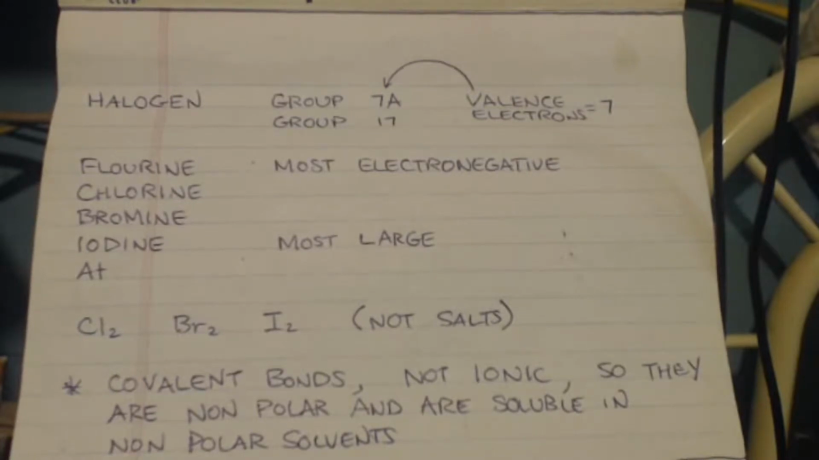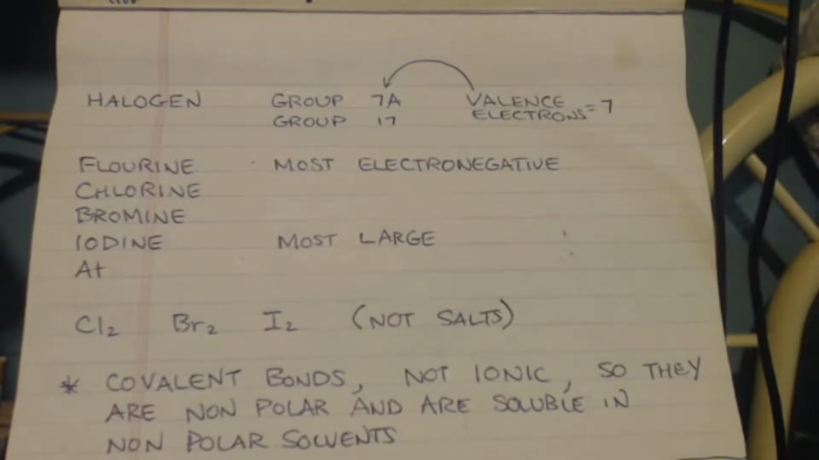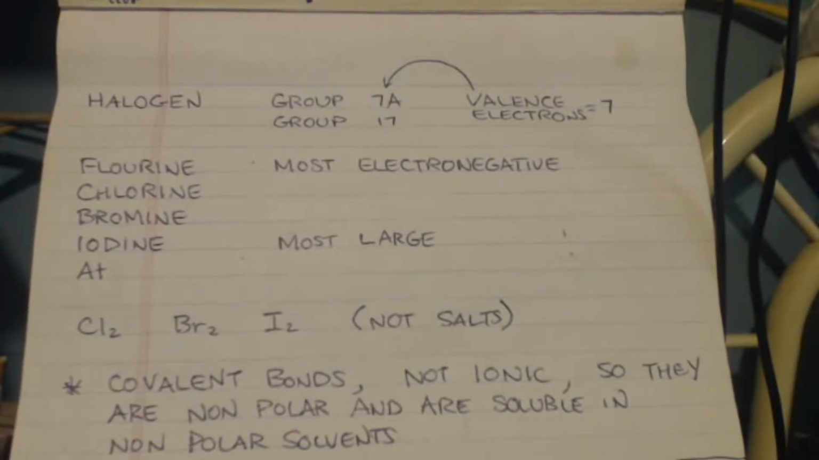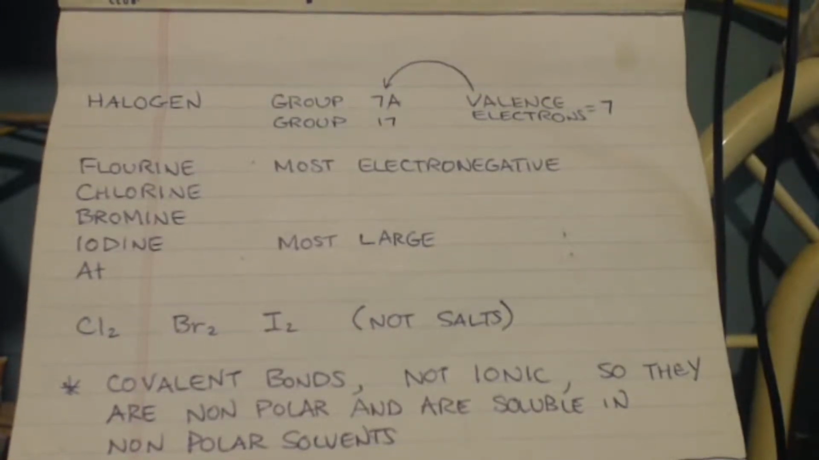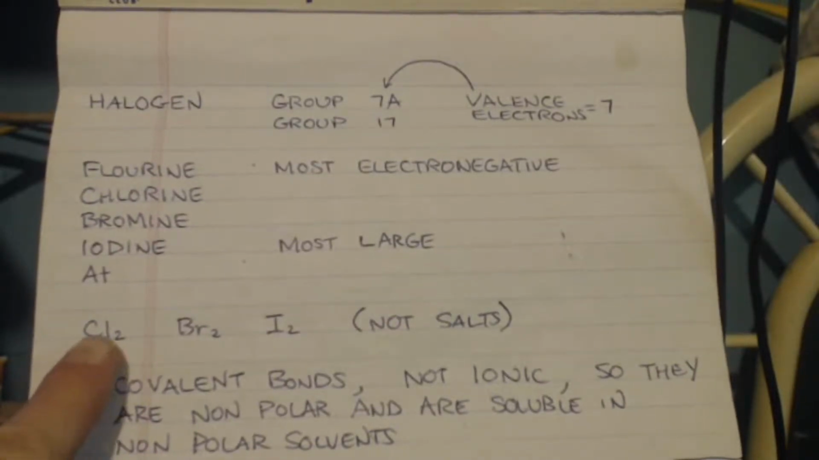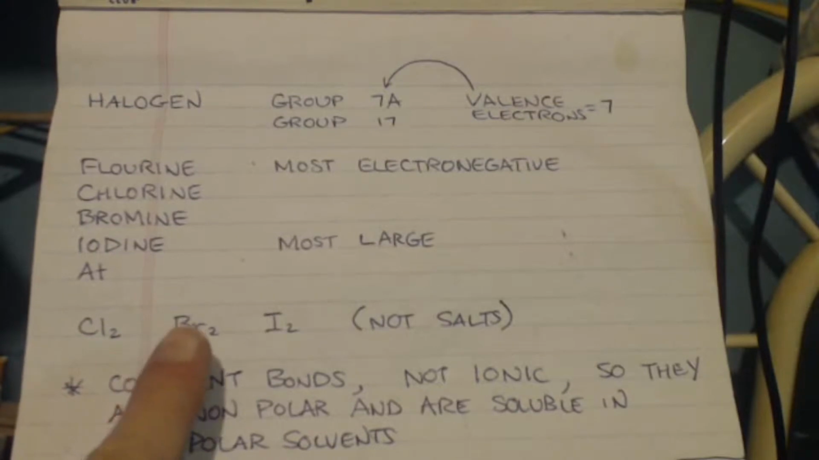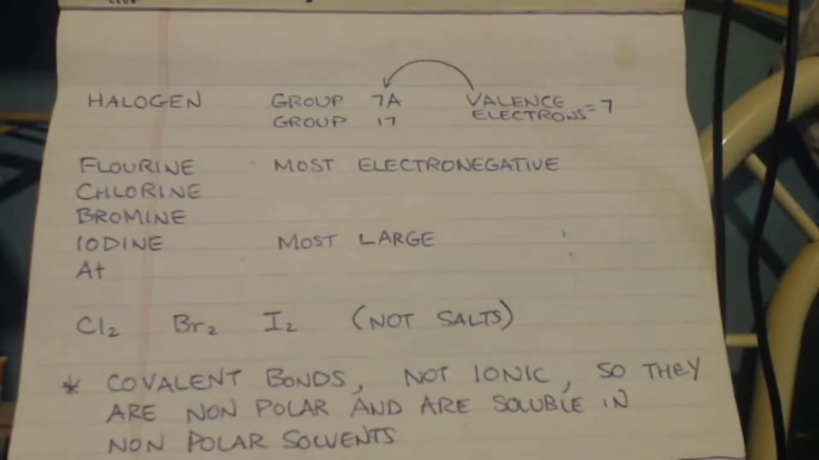Now I want you to keep in mind, chlorine, bromine, all the halogens, they're diatomic. They don't just exist by themselves like helium would. But chlorine, bromine, iodine, they all exist with themselves: two chlorines, two bromines, two iodines. It's not a salt. It's not an ionic bond, since you've got two of the same exact atoms: chlorine, two same atoms; bromine, two same atoms; iodine.